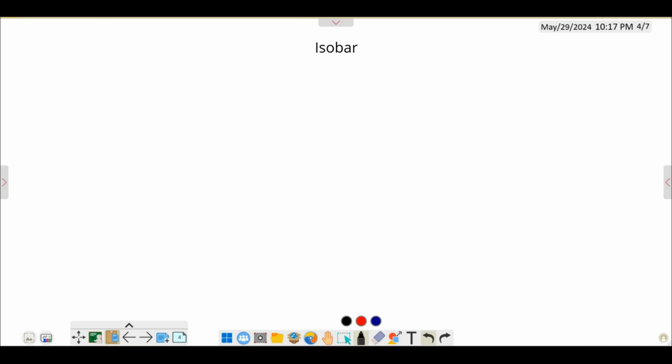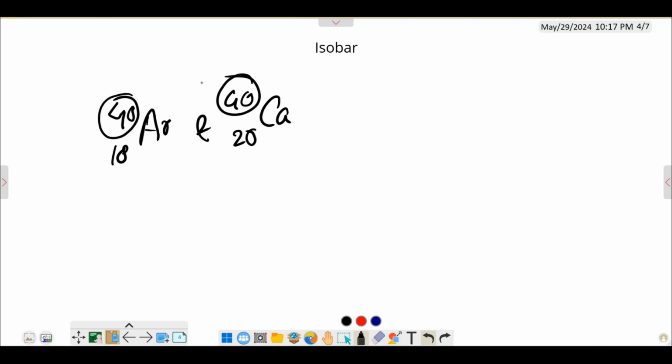For example, if you are taking argon 40,18 and calcium 40,20, in these two cases you can see that the mass numbers are same, or you can say that the total number of neutrons plus protons will be same. That is, in the first case total number of neutrons plus protons is 40, and in the second case total number of neutrons plus protons will also be 40.